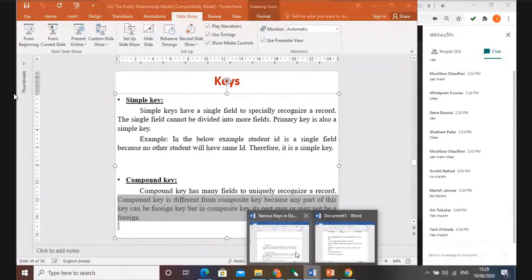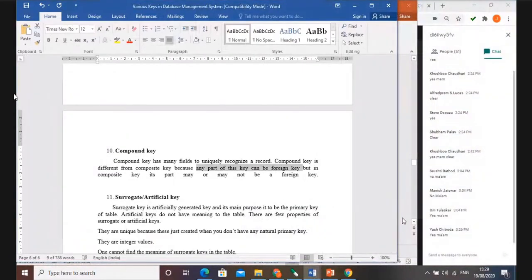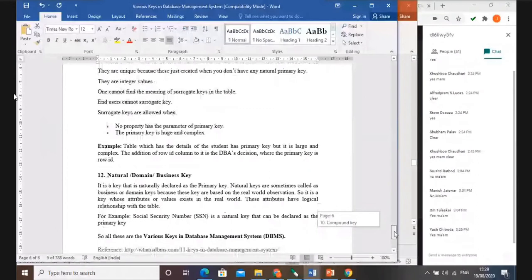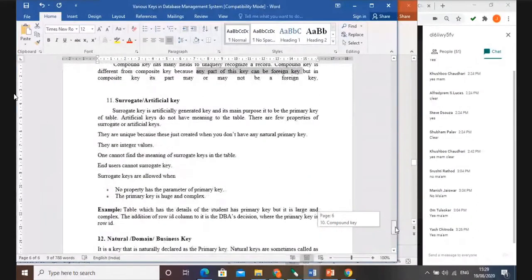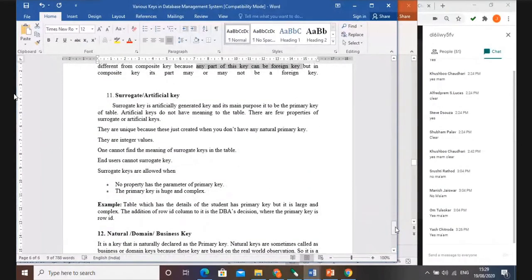Fine. And then we have the last two. One is the surrogate or artificial key. A surrogate or artificial key is nothing but a just generated key. It is not at all related to your table.